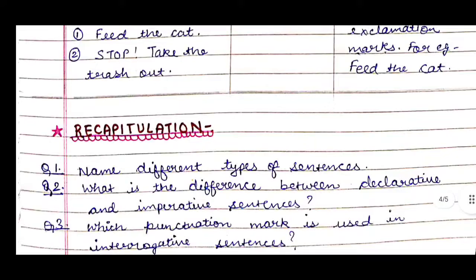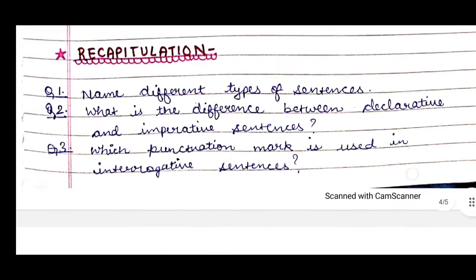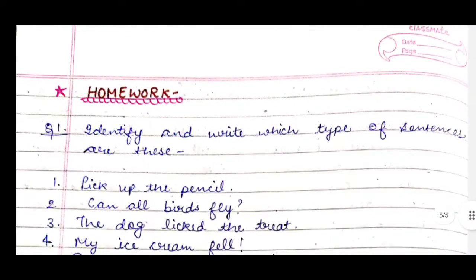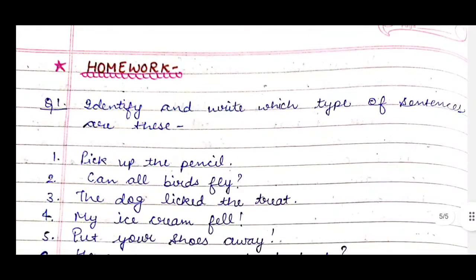After this comes the recapitulation part. In recapitulation, the teacher is going to ask a few questions after teaching the topic, to ensure whether they have understood the concept well or not. The first question is, name the different types of sentences. Second, what is the difference between declarative and imperative sentences? Third, which punctuation mark is used in interrogative sentences? Just to get a gist of whether they have understood or not. After that, we'll give them some homework.